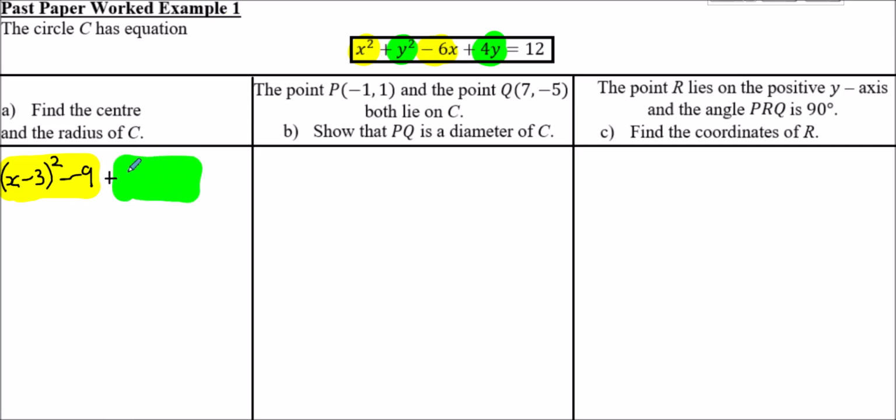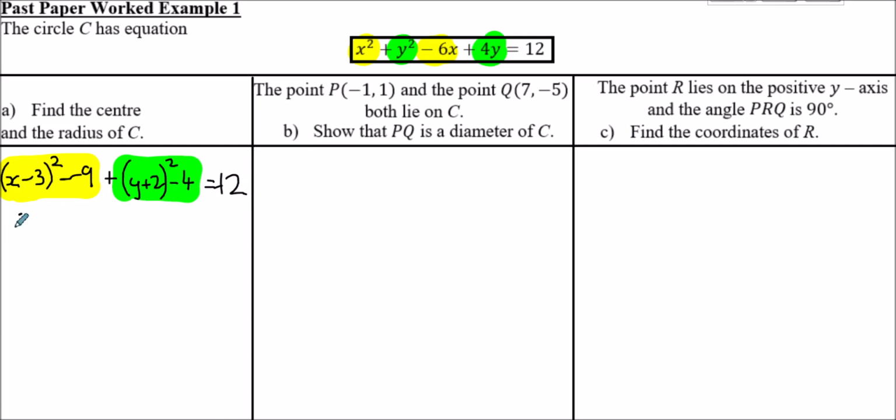So for y squared, we just put the y in the brackets. The coefficient of the y we halve, so half of plus 4 is plus 2. We square all that, then we subtract off 2 squared. Positive 2 times positive 2 is positive 4, so we're going to subtract off 4. And all that equals 12.